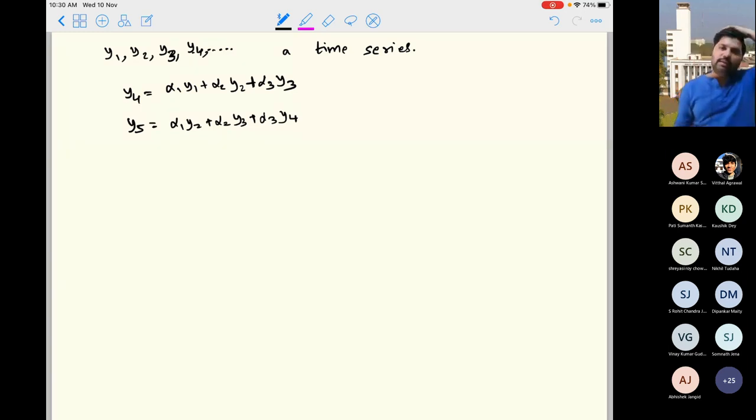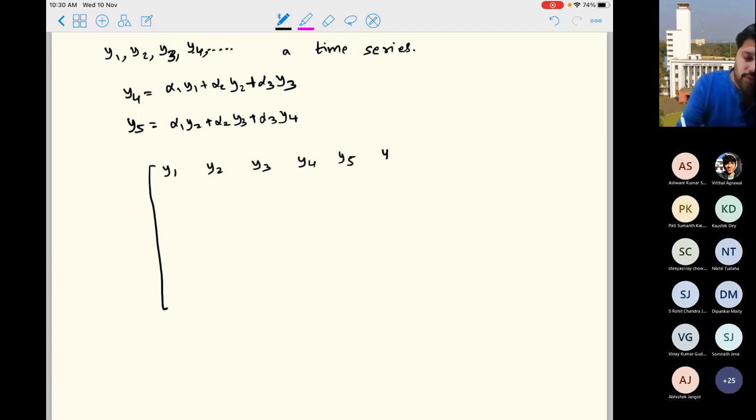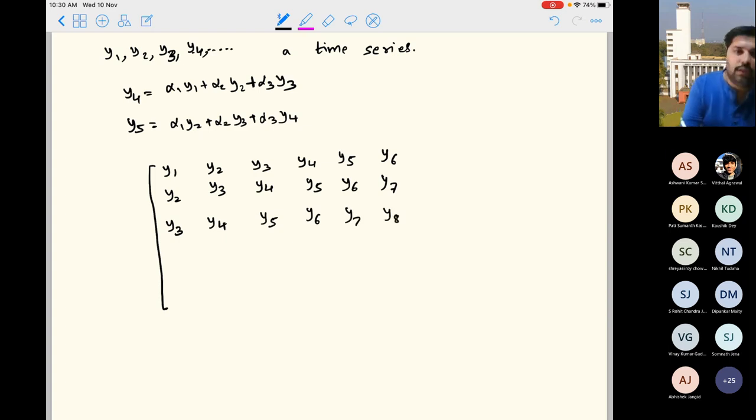Okay. So if that is the case, then I look at a particularly interesting matrix. Okay, y1, y2, y3, y4, y5, y6. Then I look at y2, y3, y4, y5, y6, y7. Then I look at y3, y4, y5, y6, y7, y8. Then I do y4, y5, y6, y7, y8, y9. Do you get the hang of what I am really doing here?